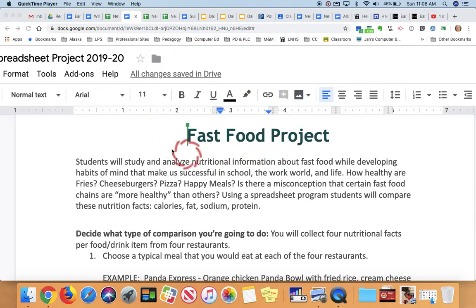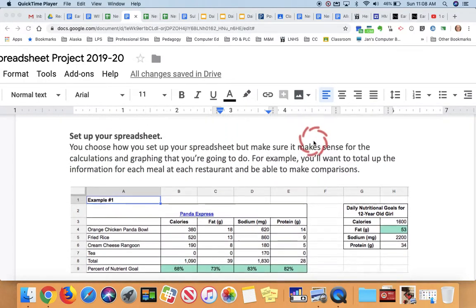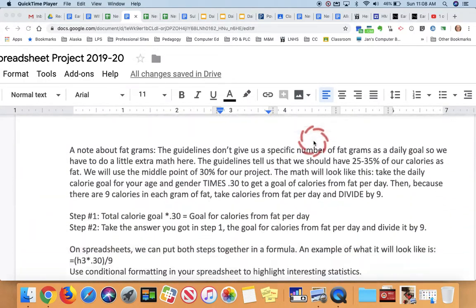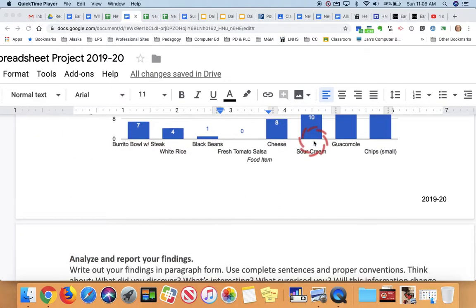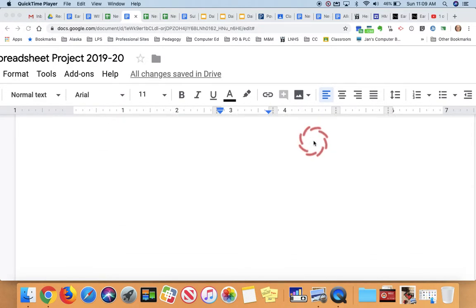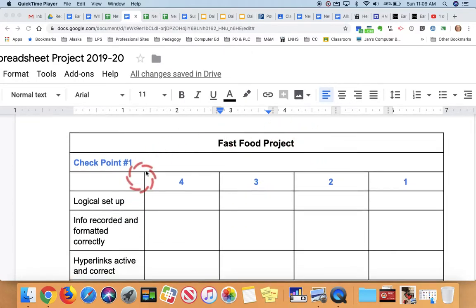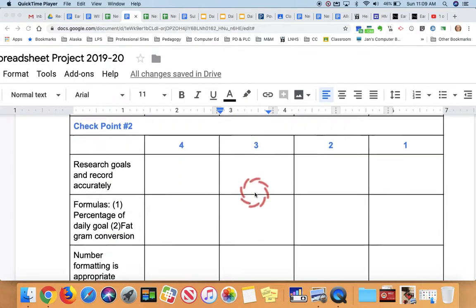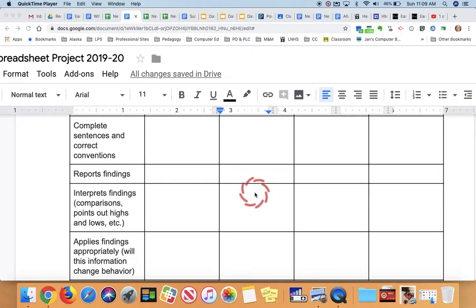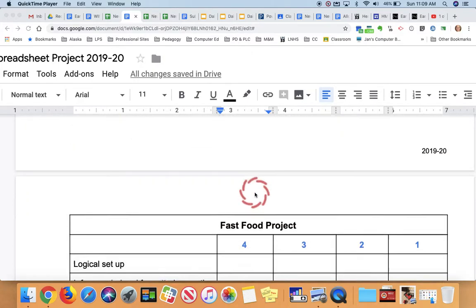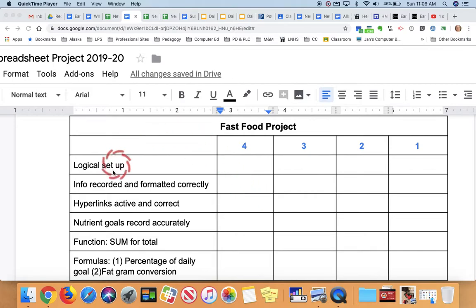So this is your fast food project instruction sheet. I am going to scroll down to the grading sheet and go through it with you step by step. This is on your Google Classroom, so you can look at it on your own if you would like. So it is all the way down. Not this. This was just a list of your checkpoints. It's going to be a little further down, right here. Okay, this is your grade sheet.